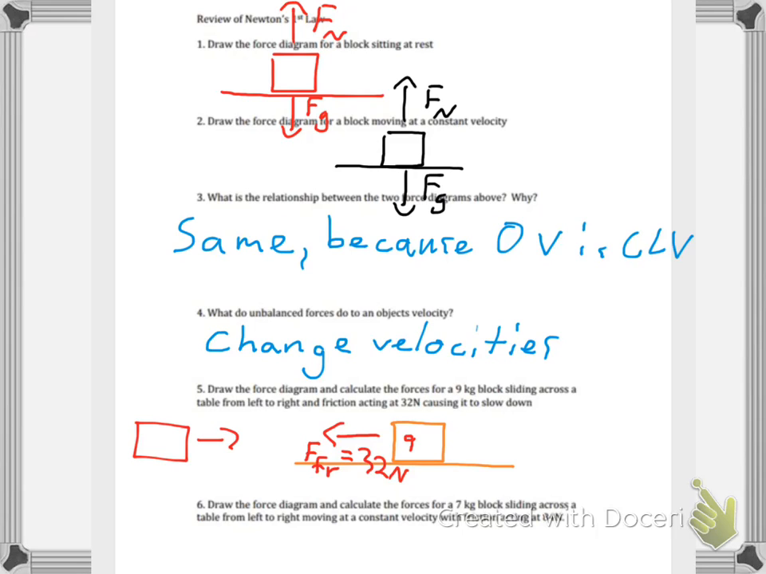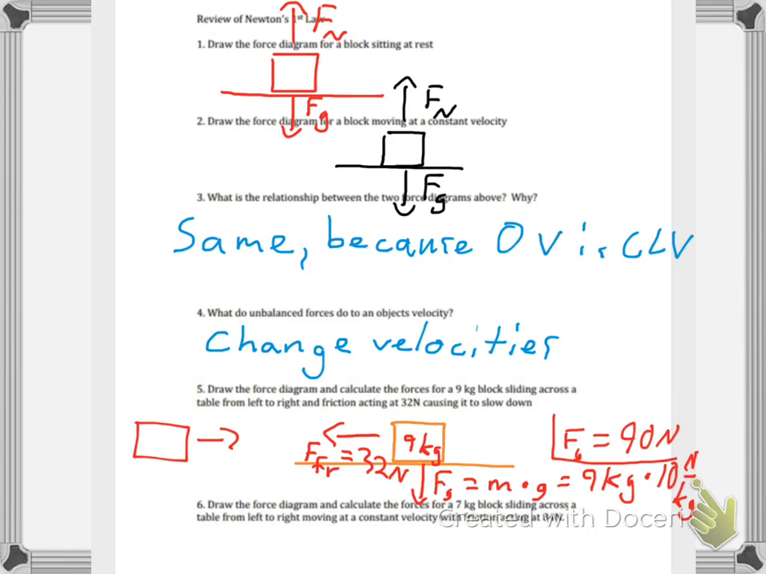Now this block weighs 9 kilograms, so that means that my force due to gravity, which is equal to the mass times the gravitational field strength, will be 9 kilograms times 10 newtons per kilogram. So that means that F of G will equal 90 newtons. And if that is 90 newtons, that means that my normal force will be 90 newtons.